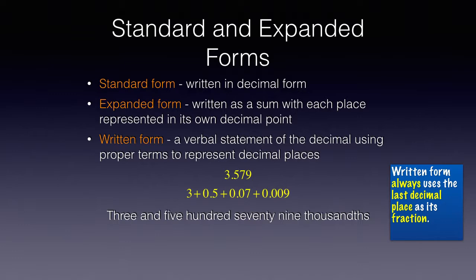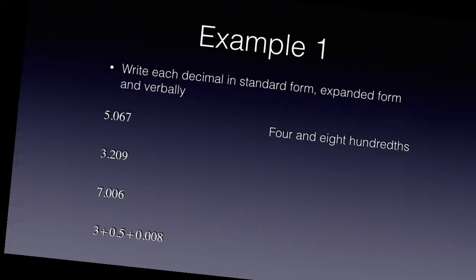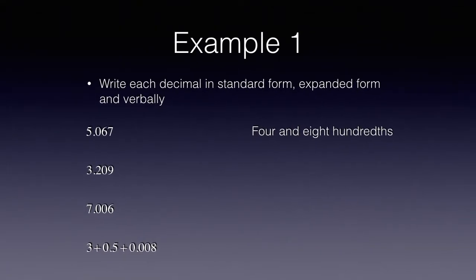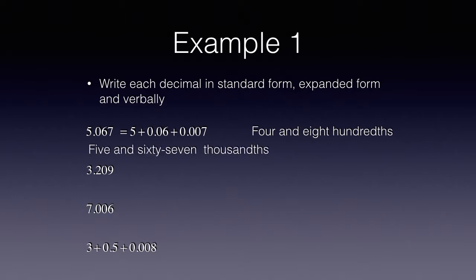So the way this works in the homework is I give you one, you give me the other two. So let's take a look on the next slide. Of course, this is 5 separate problems, not one big problem. Pause and write them down. So 5.067. Notice how I did not account for the place with the 0 in it. It's just 5 plus 0.06 plus 0.007. And, of course, written out verbally. Now, some people will hyphenate numbers like 67. Some people will not. It is technically correct either way.